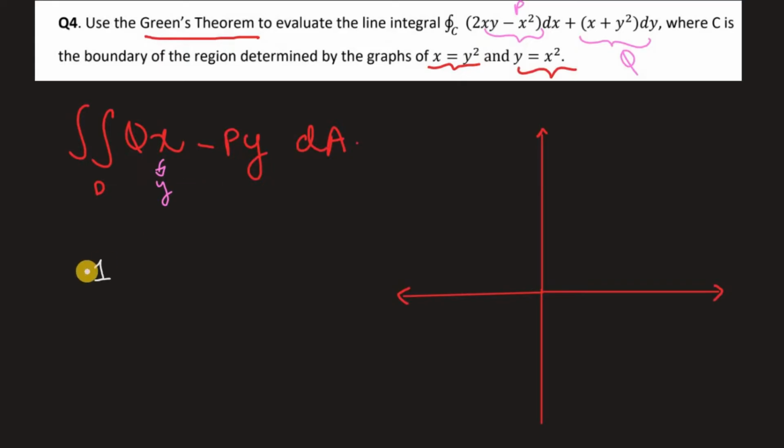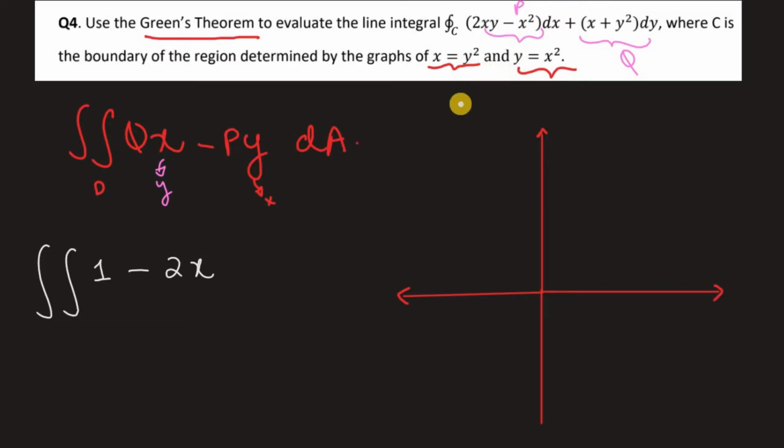Now we have negative ∂p/∂y, the derivative of p with respect to y. So we are only differentiating y, and here x is treated as a constant. So x is a constant, so that is 0, and this 2x remains over there since it's a constant, and the derivative of y is 1. So you only have 2x over here. Okay, 2x.